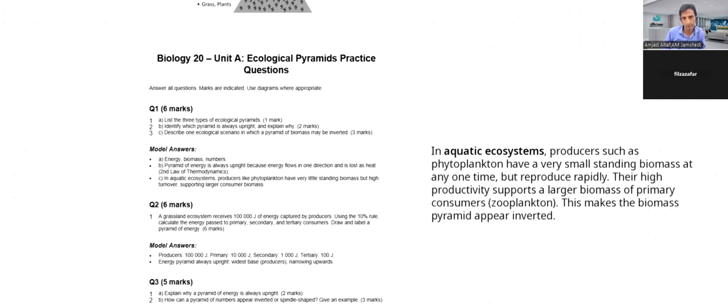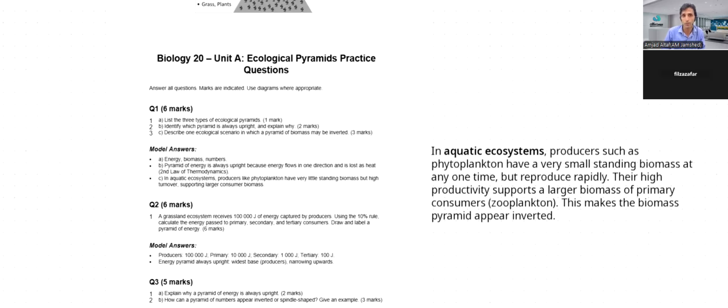Yes, sorry about that. No issue, Filza. If you're finished, let's read out this answer. Describe one ecological scenario in which a pyramid of biomass may be inverted. We have already discussed that the pyramid of biomass can be inverted, but we need to find a scenario in which it is possible.